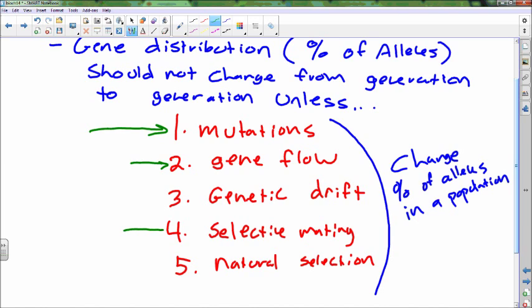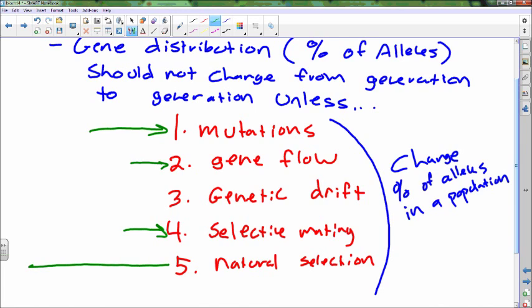Selective mating, maybe, maybe not. It's going to depend on the species that we're talking about. Certain organisms are very selective. Certain organisms are not. Plants tend to be not as selective because of how they get their seeds around. There are some exceptions to that. Animals tend to be more selective as far as choosing mates. But selective mating is something that happens in a lot of populations.